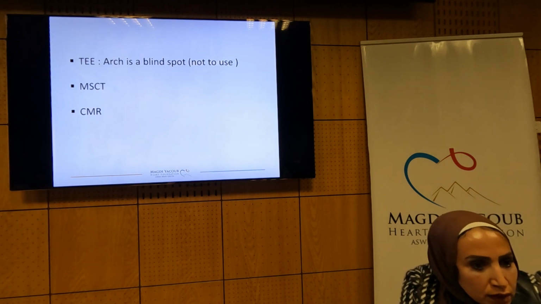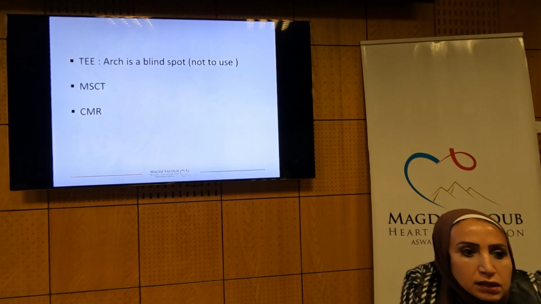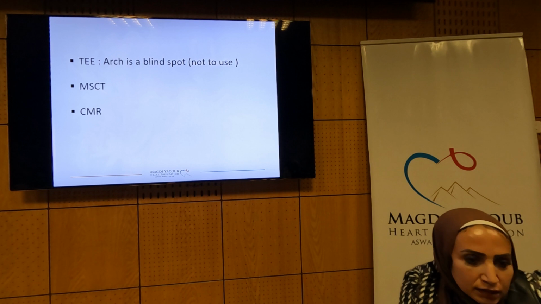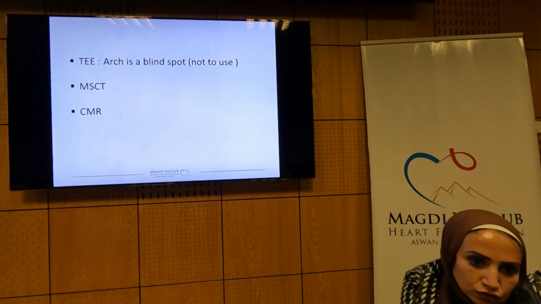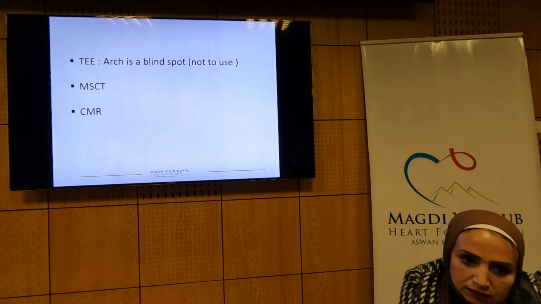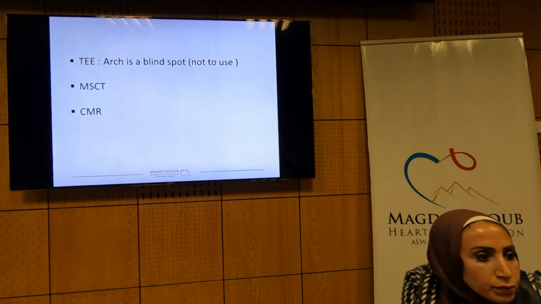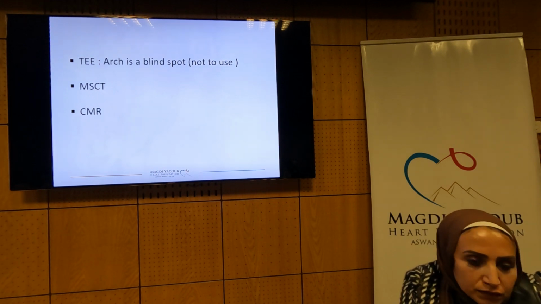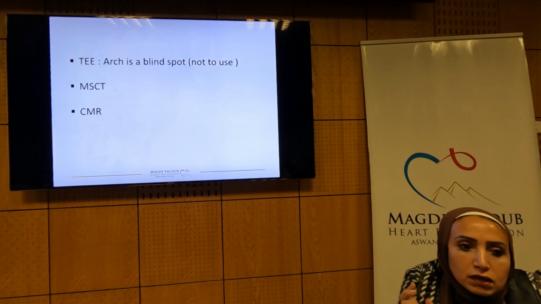In brief, not in details, multi-slice CT has a better spatial resolution, so you can see the anatomy of the small structure in a good way. Multi-slice CT has a better spatial resolution compared to MRI, but the cost is the radiation, and the cost is that you give ionic dye for that.